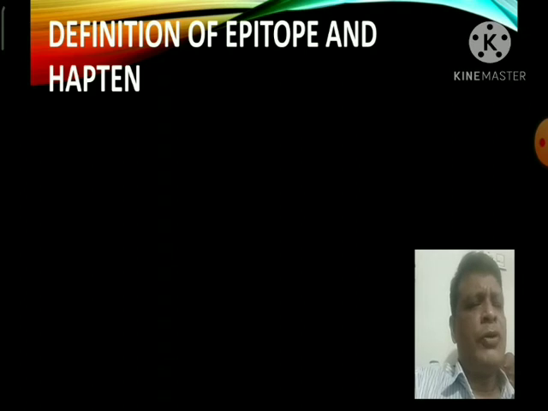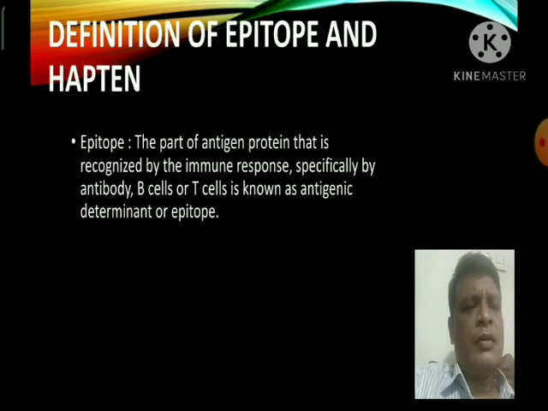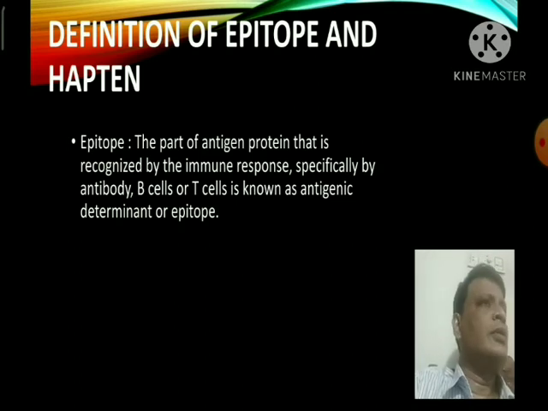Now the definition of epitopes and hapten. These two definitions you have to know. First of all, I would like to discuss the epitopes. Epitope is the part of the antigen protein that is recognized by the immune response, specifically by antibody, B cells or T cells, and is known as the antigenic determinant or epitope. Actually, an epitope is the part of the antigen that is recognized by the antibody, B cells or T cells.